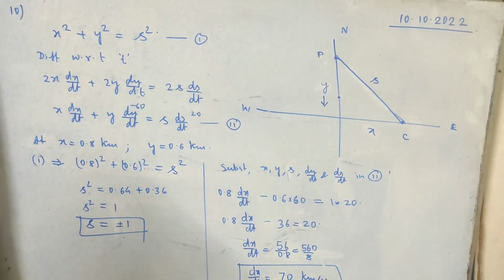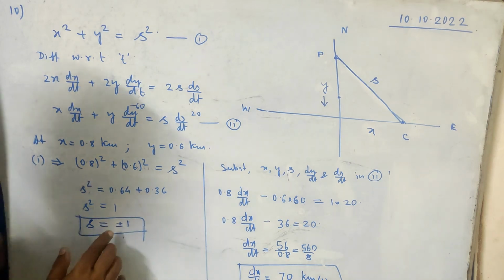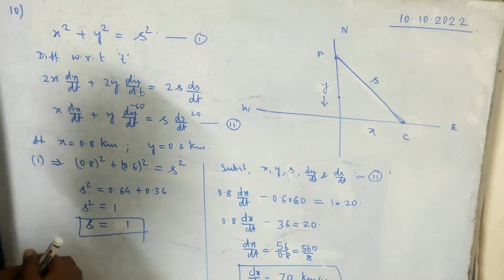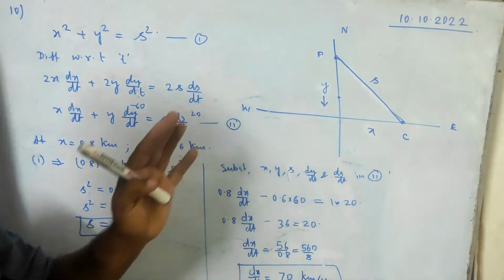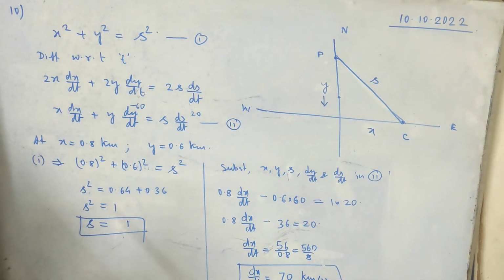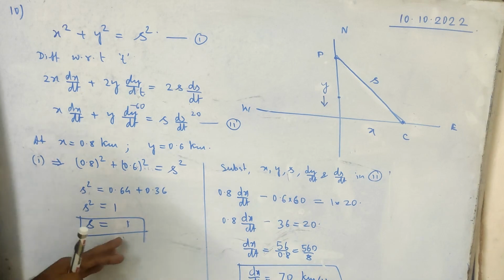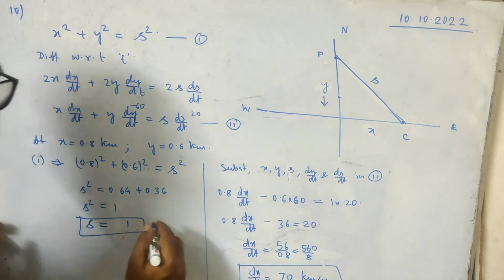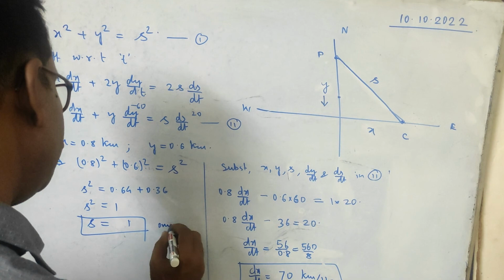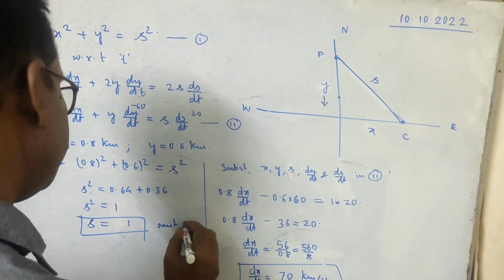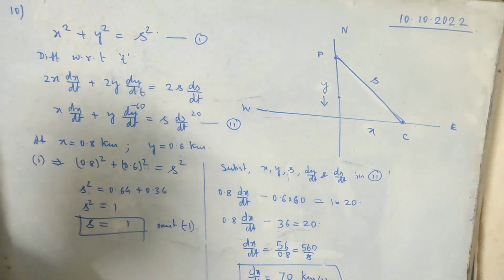Okay, understood? Clear? So here we must omit the negative. Why? Because the distance between them can never be negative. It can only be positive because it is the magnitude, the distance between them, isn't it? So this will be only positive. So omit negative. Here you write it, omit minus 1. Okay, clear?